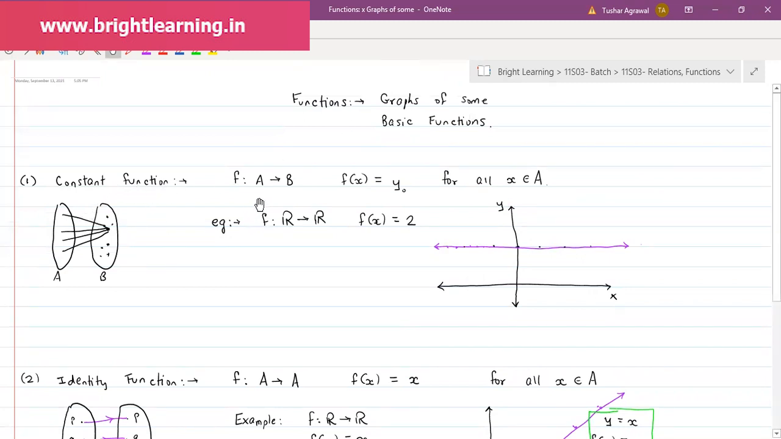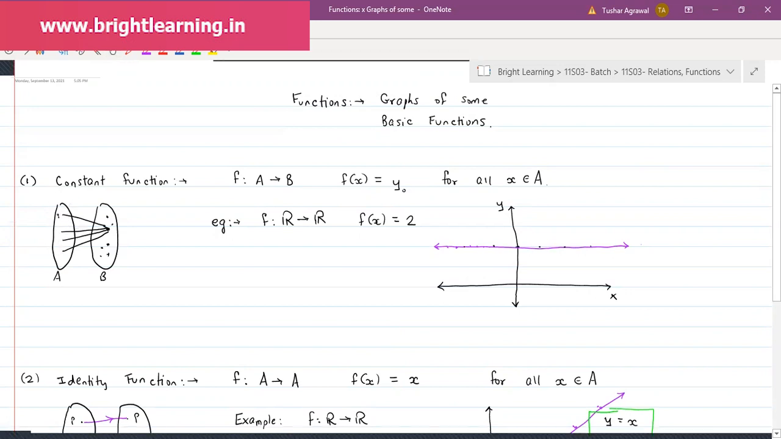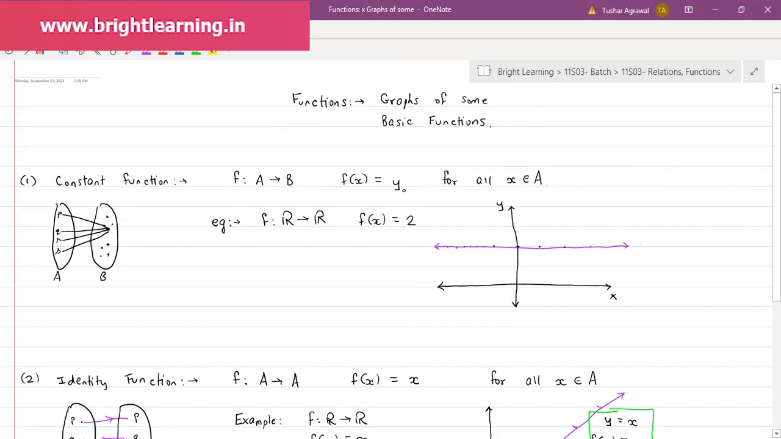Constant function is what? Constant meaning what? The value does not change. So f from set A to set B: whatever value you take in set A, whether it is P, Q, R, or S, you can vary set A, but their image will not vary. For x equal to P, the image will be this particular point. Even if you take Q, the image will be the same point. Call this point, let's say, 5. For R also the image is 5, for S also 5, and if there is some other point T, for that also the image is 5.